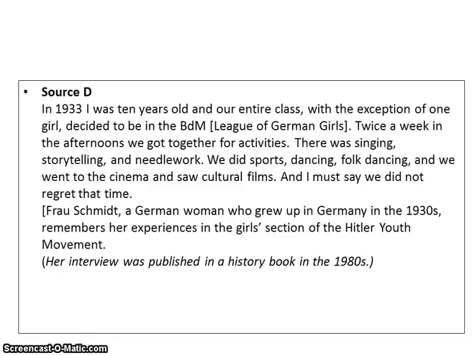Source D is about the League of German Maidens, the League of German Girls, and it's about a 10-year-old who talks about the entire class except one girl joining the BDM, the League of German Maidens. Twice a week in the afternoons, getting together for sports, activities, dancing, folk dancing, storytelling, needlework, etc.